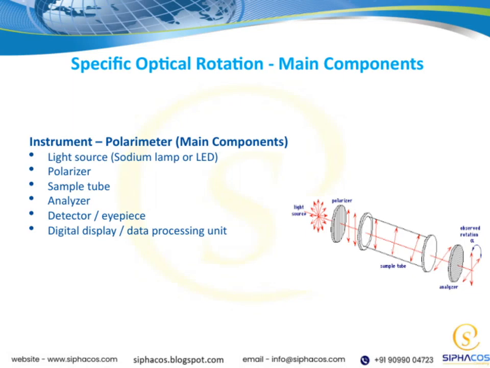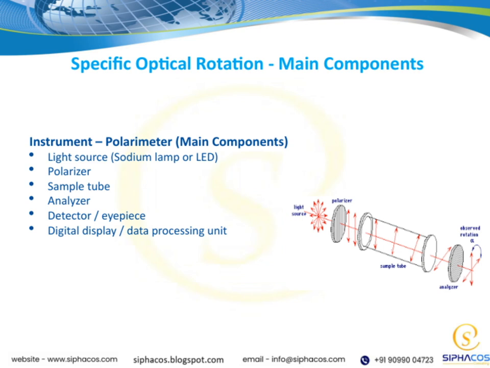Let's take a closer look at the main components of a polarimeter. First, we have the light source, which can be a sodium lamp or an LED. This provides the initial polarized light needed for the measurement. Next, there's the polarizer, which ensures the light is properly polarized before it passes through the sample. The sample tube holds the substance we're testing, allowing the polarized light to interact with it.